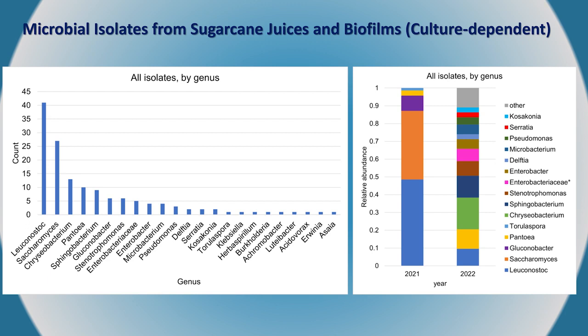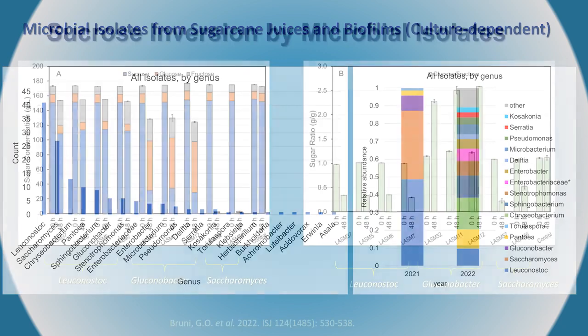But we found a lot more organisms with this approach, including, again, Leuconostoc and Saccharomyces, Pantoea, Chryseobacterium, and a lot of other interesting things. So this is nice just to see all of these isolates we have now that we can go on to do further testing. So I'm going to show you a little bit of the testing that we've done so far.